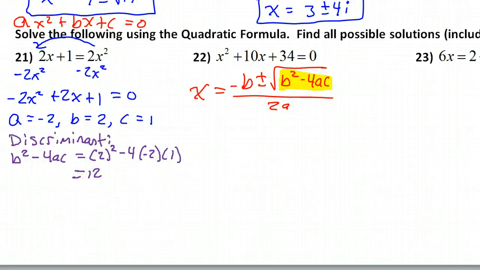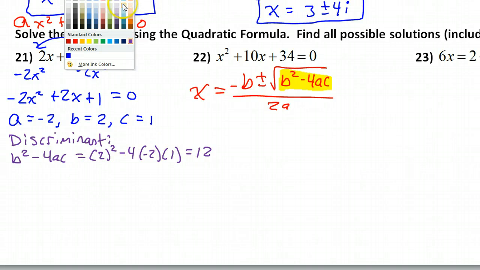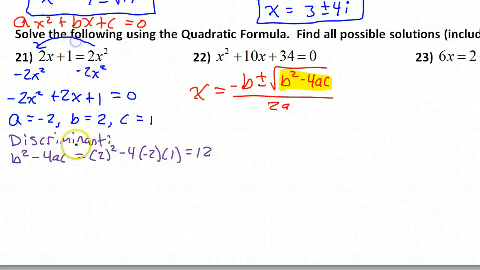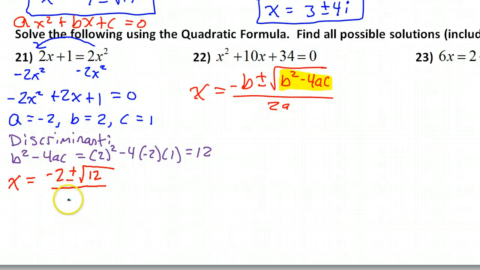So then when you go to do the formula, maybe I'll just stick that on here. When you go to do the actual solution, x equals the opposite of b. Well, b is 2, so the opposite of b is negative 2, plus or minus the square root. The discriminant was 12, so that's going to be 12, all over 2a. Well, a is negative 2, so 2a will be negative 4.